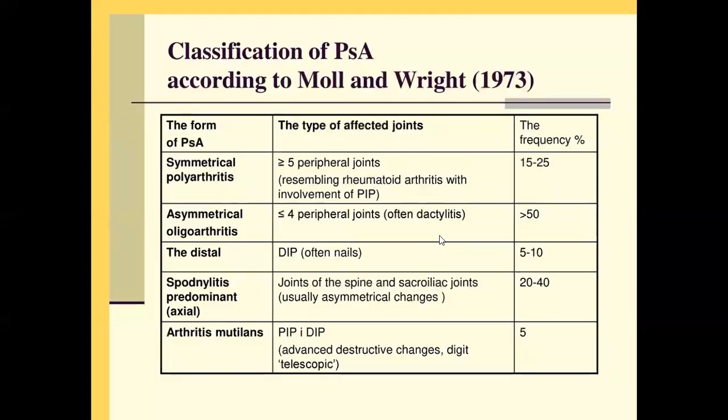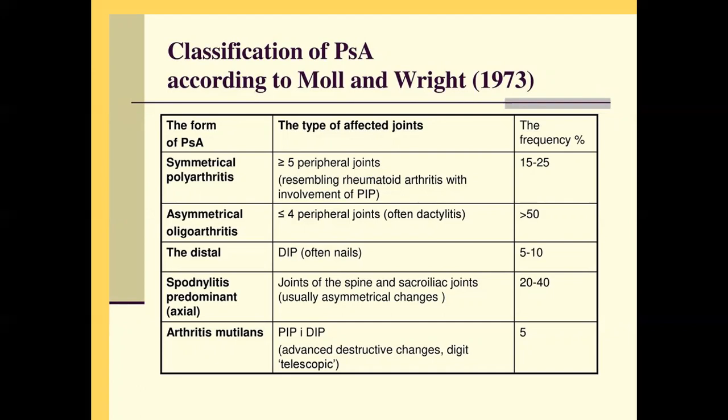psoriatic arthritis. Psoriatic arthritis has 5 distinct types. The first one is the symmetrical polyarthritis that resembles rheumatoid arthritis, involving the proximal interphalangeal joints, and 5 or more interphalangeal joints are involved. It contributes to 15 to 25% of psoriatic arthritis. Asymmetrical oligoarthritis is the most common form of psoriatic arthritis, seen in more than 50% of the patients, with four or fewer joints involved.